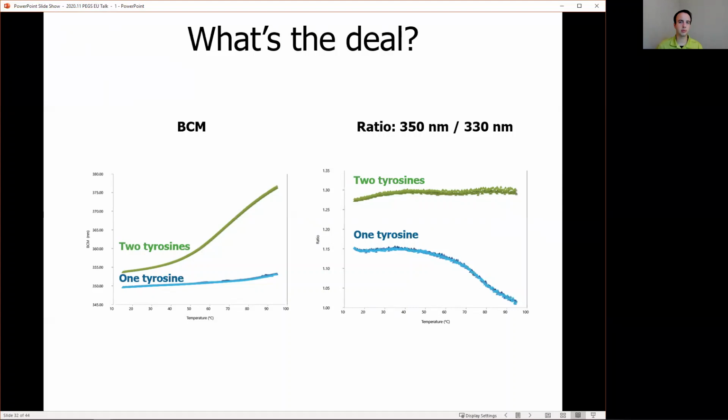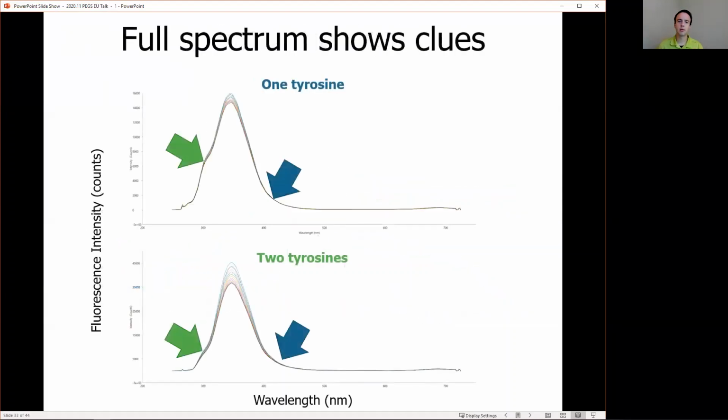However, if we study just the ratio with this protein, the 350 to 330 nanometer ratio is typical, the two tyrosine protein now is the one that has a flat signal, and a one tyrosine protein actually implies that a blue shift is occurring, which is something not seen with the BCM signal. So what's going on? Well, with UNCLE, we can actually investigate it further and understand those results.